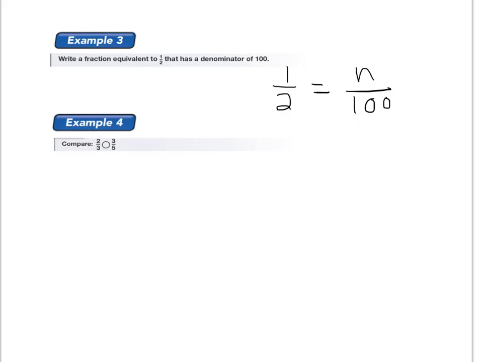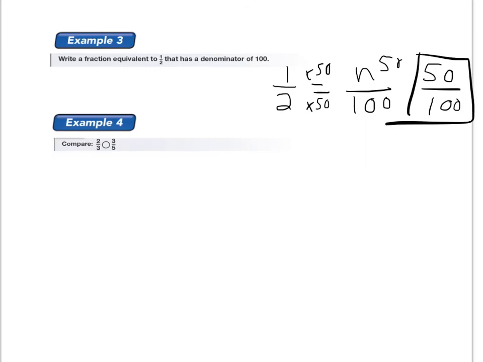Well, this is a proportion. We learned how to solve these before. So 1/2 is equal to what over 100? Well, I know that this times 50 is 100, so this times 50 should be 50. Notice though, 50 isn't the answer. They said write a fraction equivalent to that. So I've got to write it as 50 over 100. So here is a fraction equivalent to 1/2 that has a denominator of 100. Notice my answer is not just 50. It's actually writing the fraction with a denominator of 100.